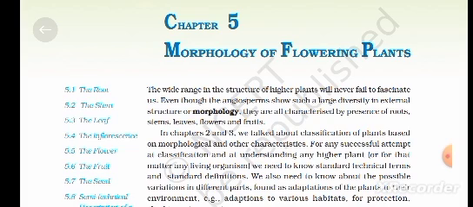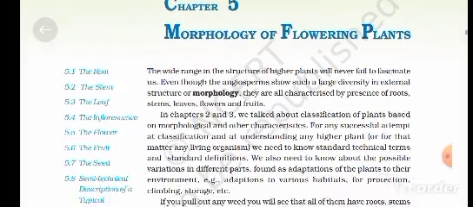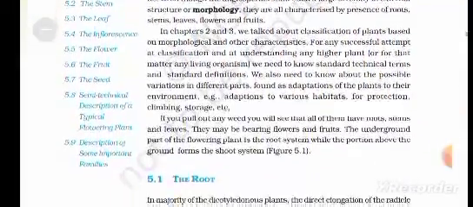In chapters 2 and 3, we talk about classification of plants based on morphological and other characteristics. For any successful attempt at classification and at understanding any higher plant, or for that matter any living organism, we need to know standard technical terms and standard definitions. We also need to know about the possible variation in different parts found as adaptation of the plants to their environment. Example, adaptation to various habitats for protection, climbing, storage, etc.